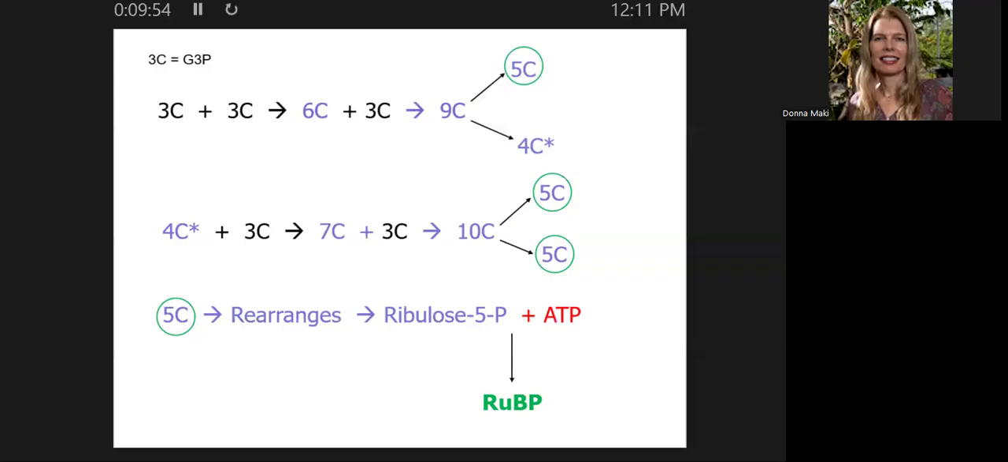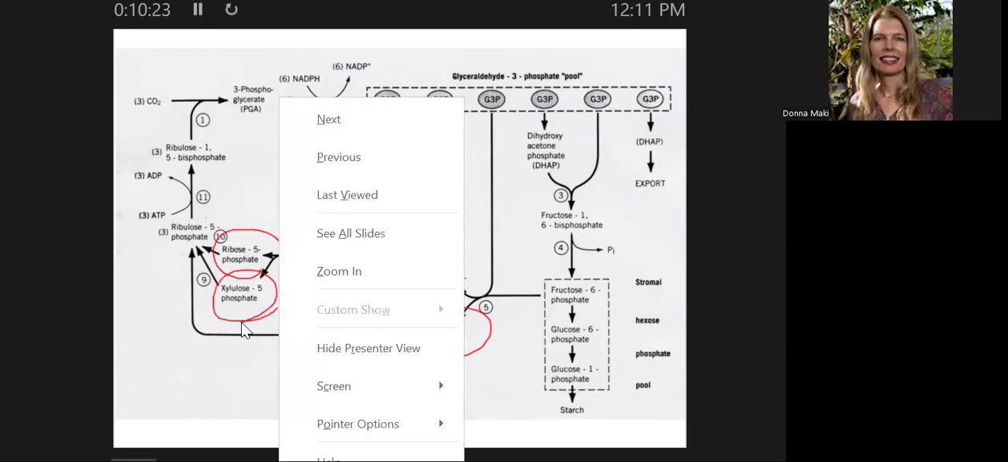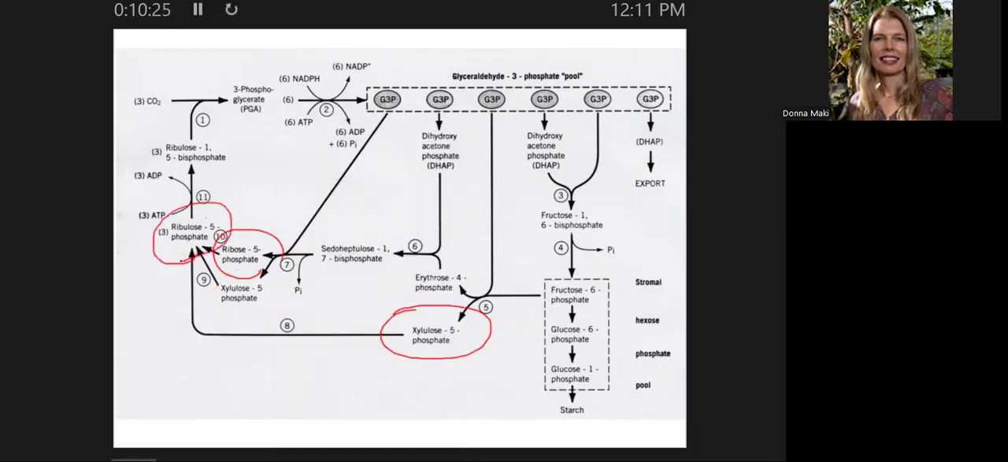Okay, so this is basically what I'm looking for if I ask about the regeneration phase. Okay, you don't need to know all the enzymes or intermediates. So 5 is the magic number, and once you get that happening, then here you can see that you end up with xylulose 5-phosphate, ribose, xylulose. Okay, so all of those are rearranging into ribulose 5-phosphate. So that's what I mean by rearranging. And then you can see the ATP reacting to tack on another phosphate.